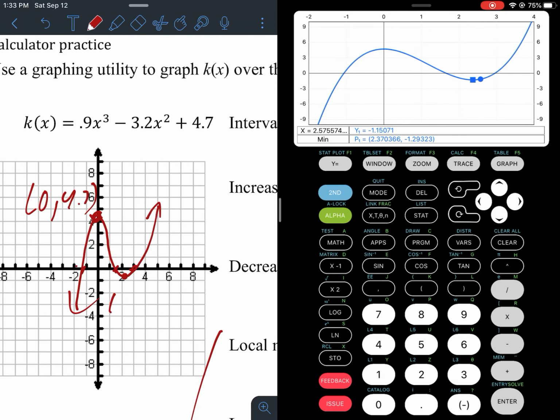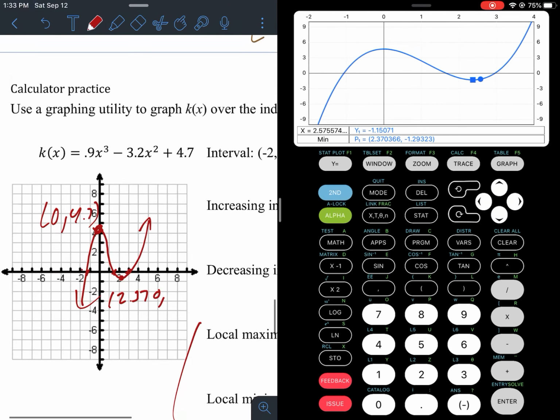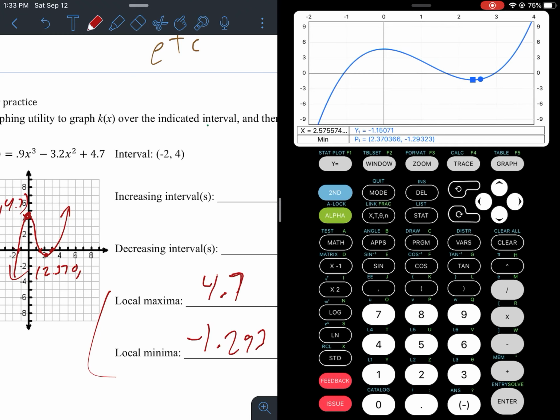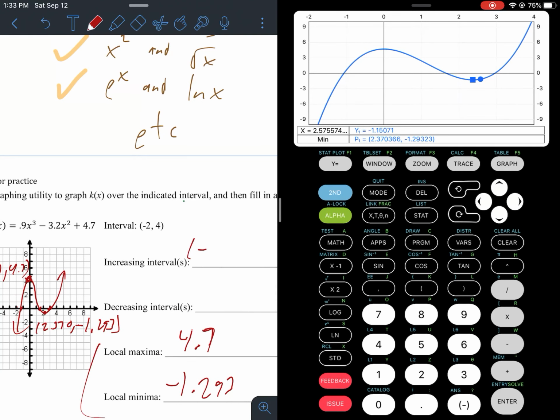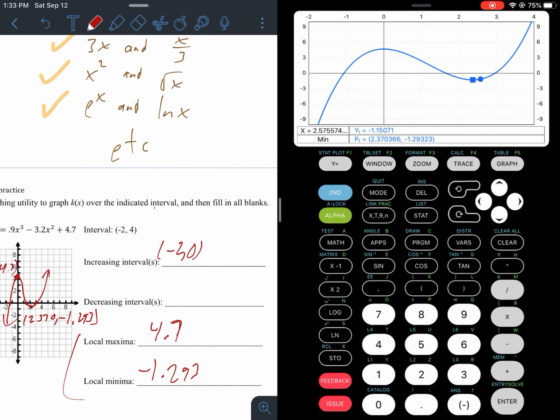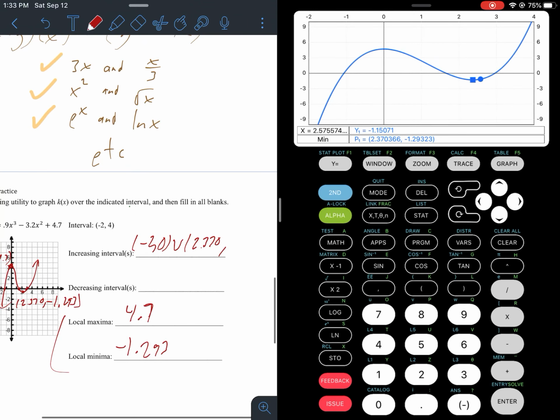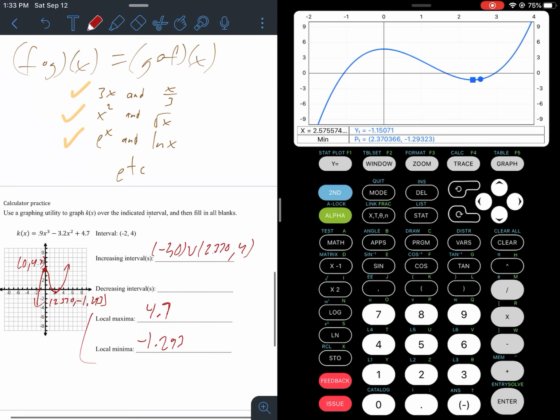That'd be this point right here. 2.370, comma, negative 1.293. All right, so our increasing interval from negative 2 to 4 would be from negative 2 to 0, and then also from 2.370 to 4. And the decreasing interval is between those two. So a decreasing interval is 0 to 2.370.